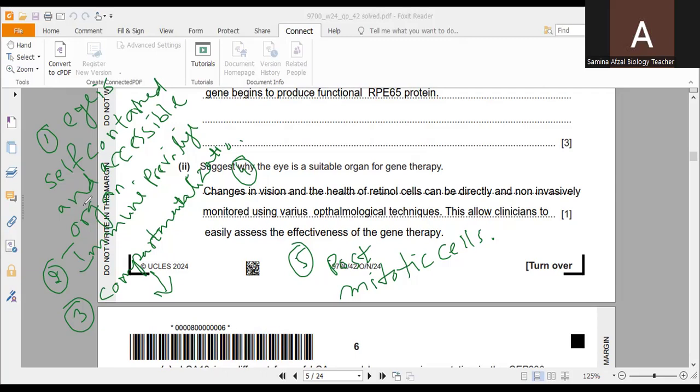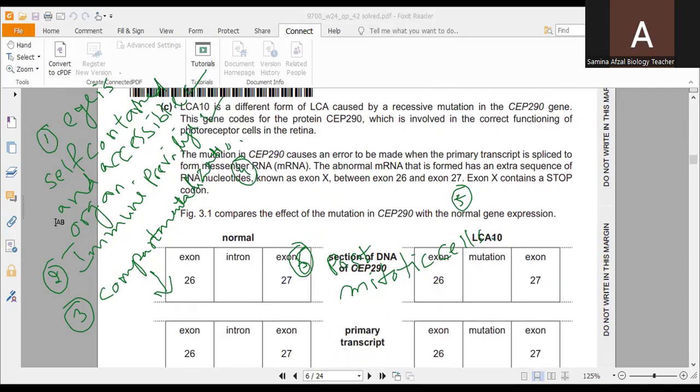So these are the different options: the eye is a self-contained and easily accessible organ; secondly, immune privilege; compartmentalization; and the fourth one I have written over here, then the fifth, and this is the sixth one. So these are the six options. You can write any one of them. The answer is of one mark.